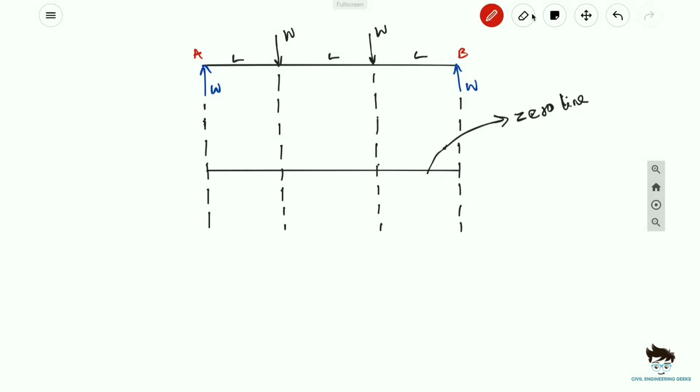So from where are we going to start? We can start from the left side of the beam. At support A, we know the bending moment value is 0. So let me mark a point on the 0 line. Then at section 1, we have minus of WL. Since it is a negative value, let me mark it below the 0 line.